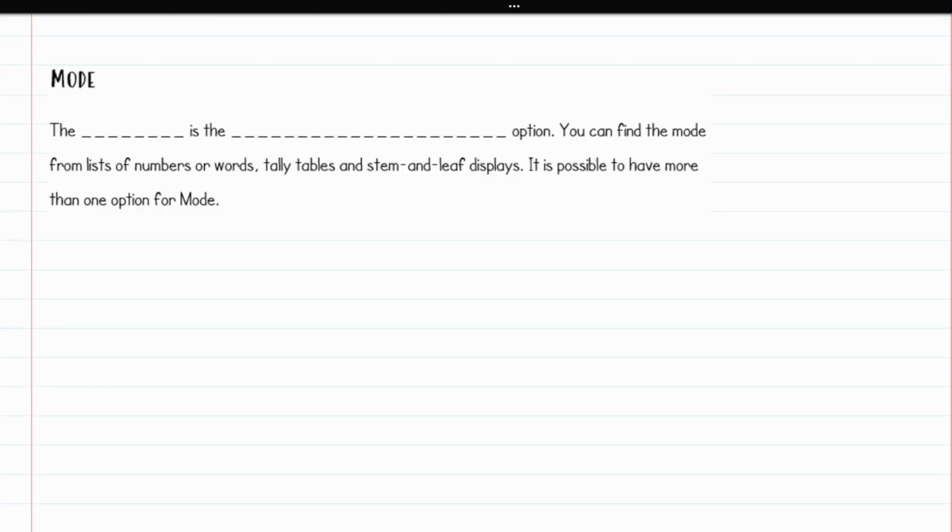Now we can move on to the mode, which is really just the most popular option in your data set. You can find the mode from lists of numbers or words, tally tables, and stem and leaf displays. It is possible to have more than one option for mode. And where mean and median relate to only number-based data, the mode can be used to find the most popular numeric responses and word-based data.